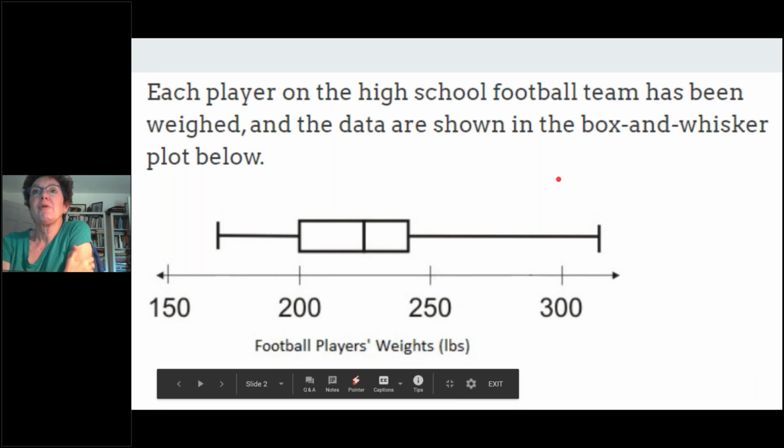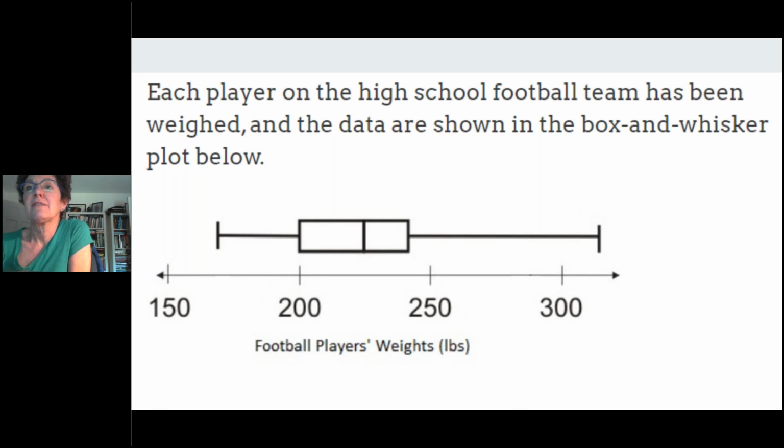This problem actually came from a GED practice test. So let's see what it's asking us to do. Each player on the high school football team has been weighed, and the data are shown in the box and whisker plot below. So here's the box, here's the whiskers. What else is it that we're supposed to know about this?